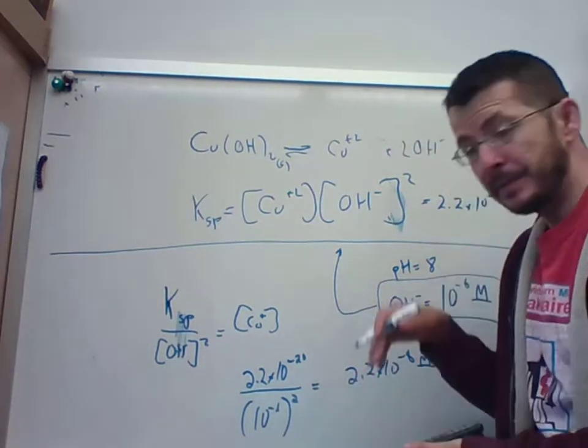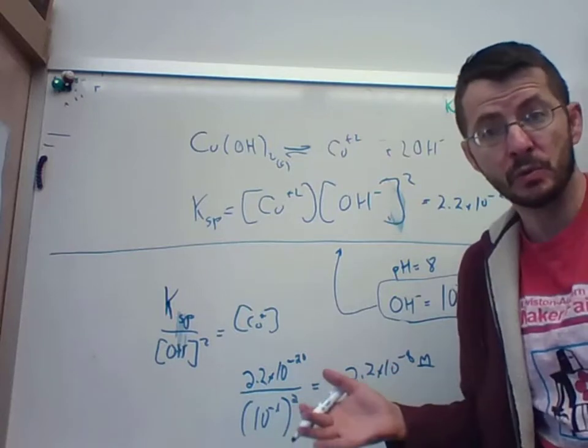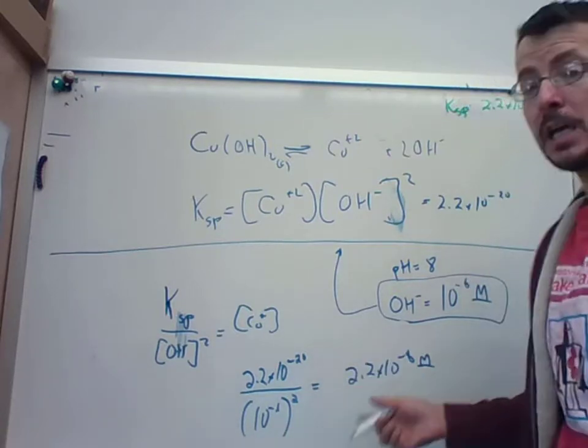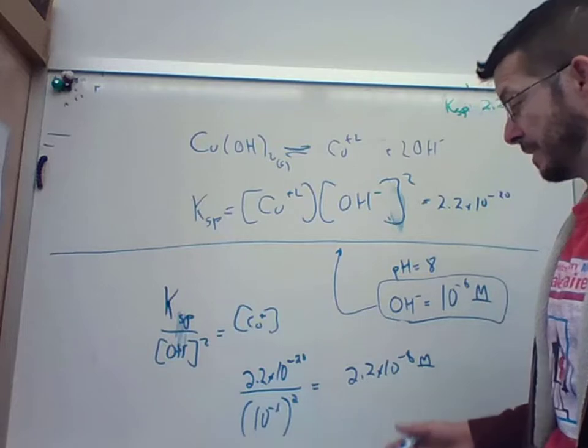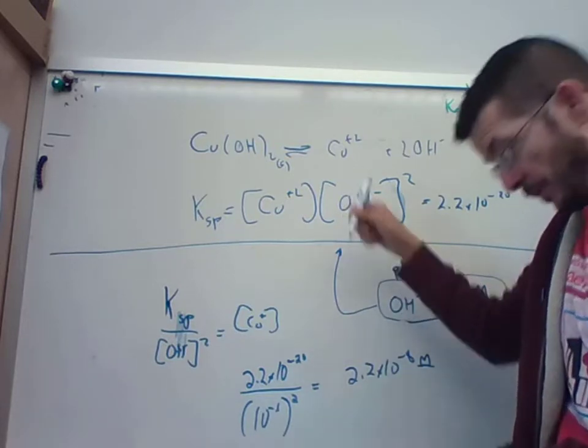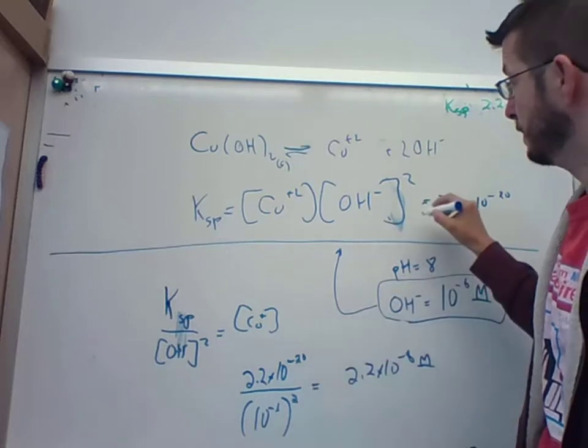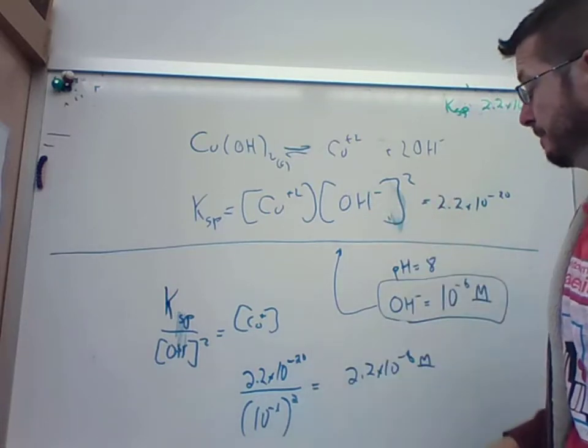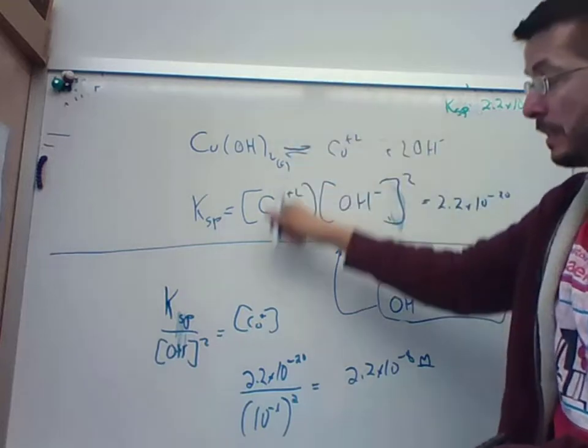So in our previous example, just using neutral water, allowing it to dissociate by itself, it becomes 1.8 times 10 to the minus 7th. So by upping the hydroxide ion concentration, the copper goes down, as we'd expect. This goes up, the other one goes down.